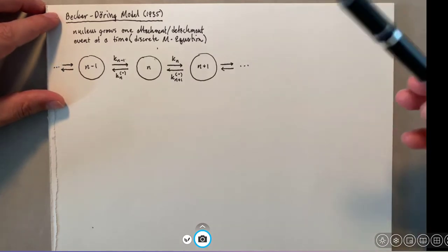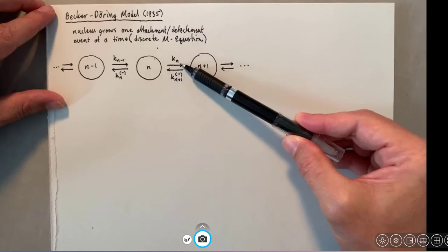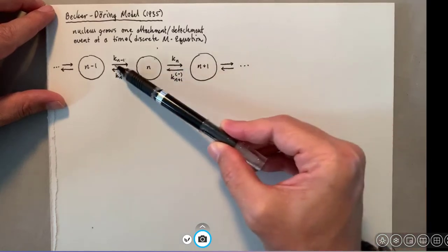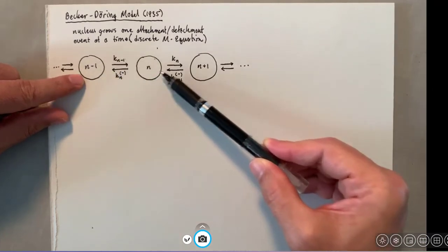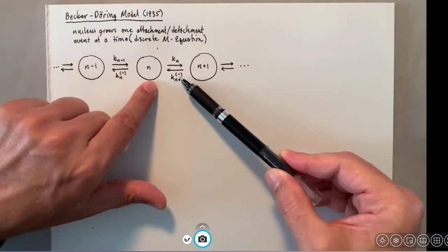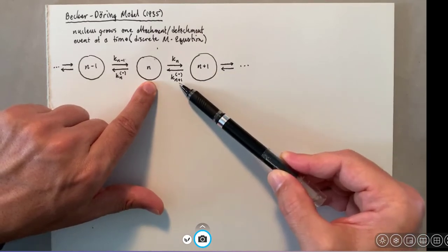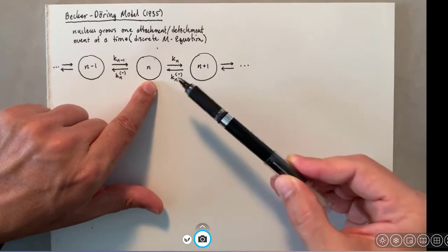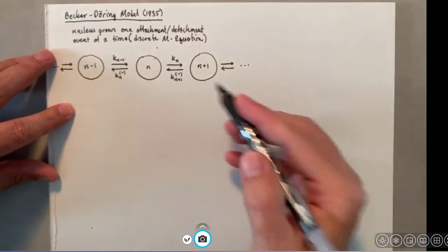These are going to be rate constants for the attachment to a nucleus of size n. We'll call that k sub n, and we're going to use that notation throughout. So attachment to a nucleus of size n minus 1 is k sub n minus 1. We're going to have detachment events from a nucleus of size n plus 1, and we'll call that k sub n plus 1 with a minus sign to indicate that it's a detachment step. There are a couple of constraints on these rate constants.